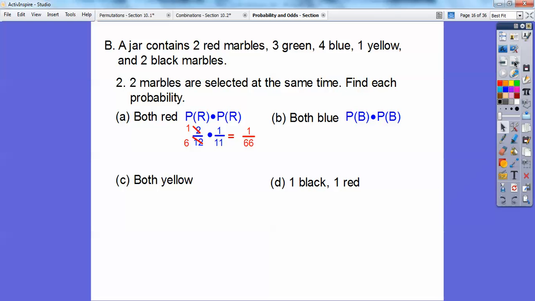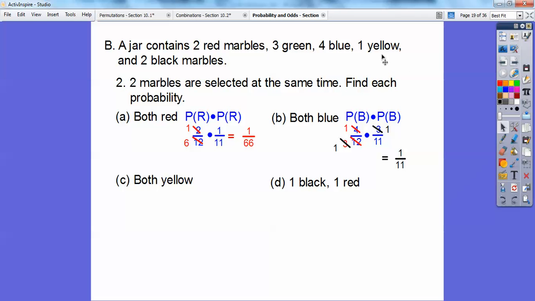Okay, both blue. I have 4 blue, so it would be 4/12, and then the second one would be 3/11. So 4/12 times 3/11. Go ahead and reduce 4/12, and then notice this 3 can cancel out with this 3 right here, so I'll cancel those and then go ahead and multiply. I get 1/11. Okay, both yellow. All right, well, there's only 1 yellow in there.